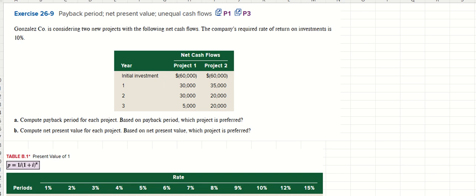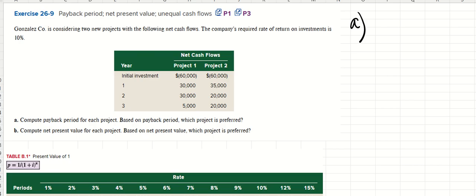So we are given the initial investment costs for both projects and also the net annual cash flows that are to be generated in the future, for 3 years. And we are given the rate of return on the investment of 10%. Okay. So for letter A, we have to compute the payback period for each project.